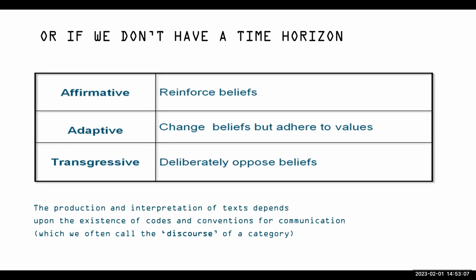Another framework is, instead of residual, dominant, and emergent, we look at affirmative, adaptive, and transgressive. Affirmative is something which reinforces your beliefs. You have signs and symbols which reinforce a certain belief, like all your religious signs. Adaptive is changing beliefs but adhering to values. So some of our religious symbols have also changed their signs because the values have not totally changed, but they're adapting it to people's change and stand.